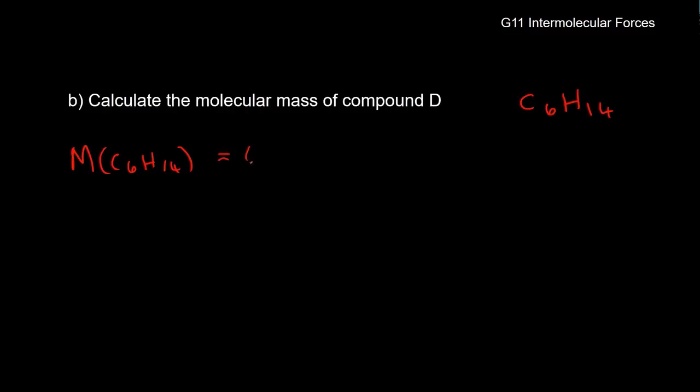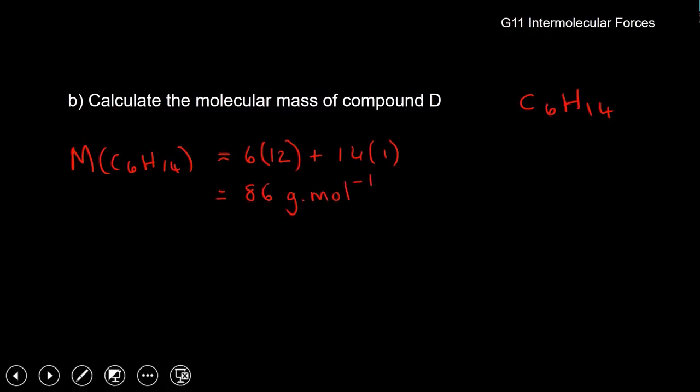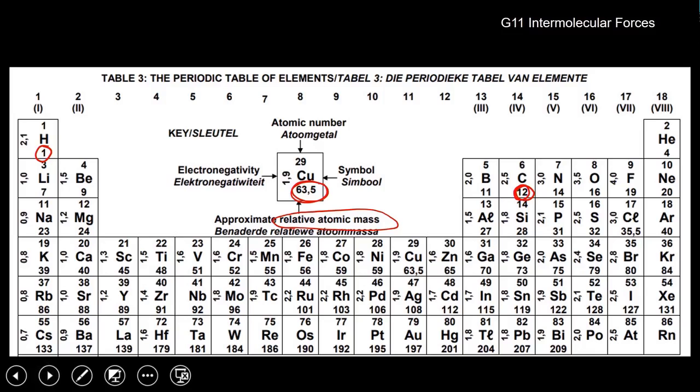We've got 6 carbons, and the atomic mass for a carbon is 12. We have 14 hydrogens and the atomic mass of hydrogen is 1. Once we have worked all that out and calculated it, we get an answer of 86 grams per mole. So grams per mole is the unit for molecular mass. Sometimes they ask molecular mass, and molar mass is another word. They all mean the same thing, they're just referring to a different type of compound.